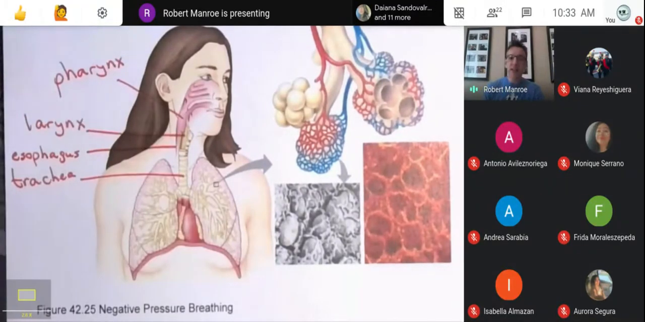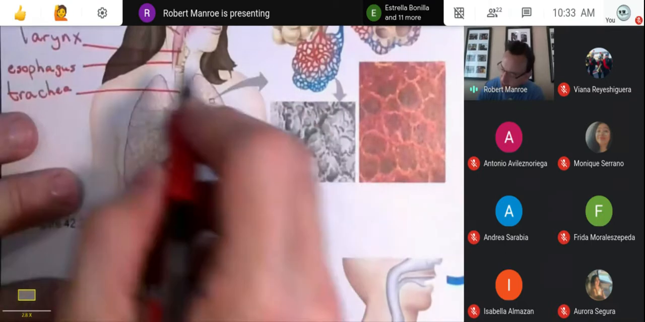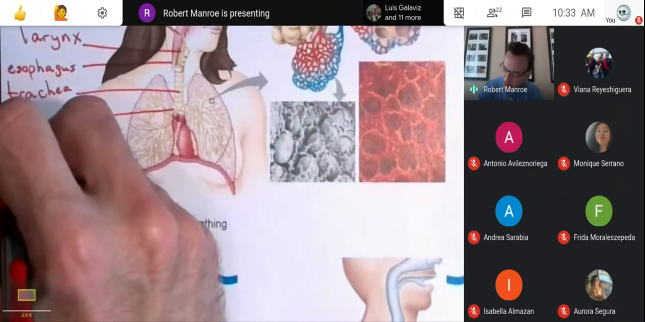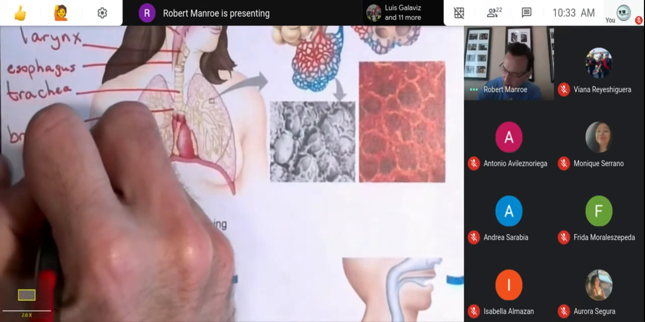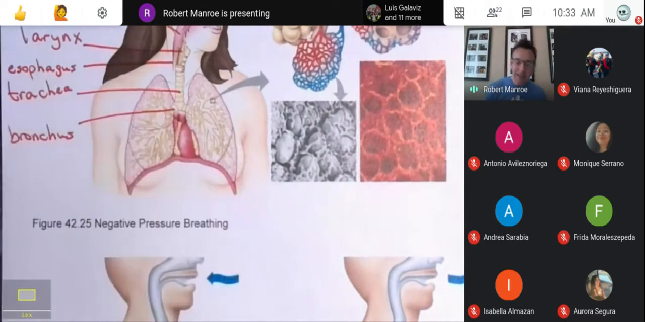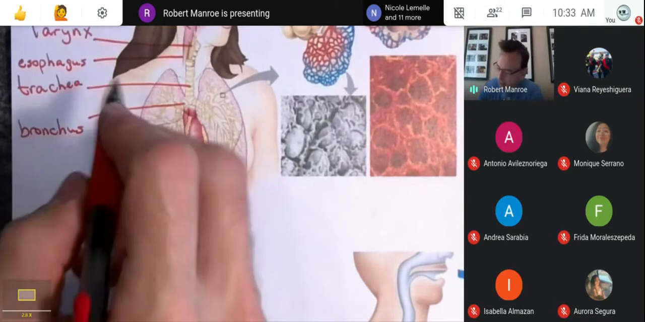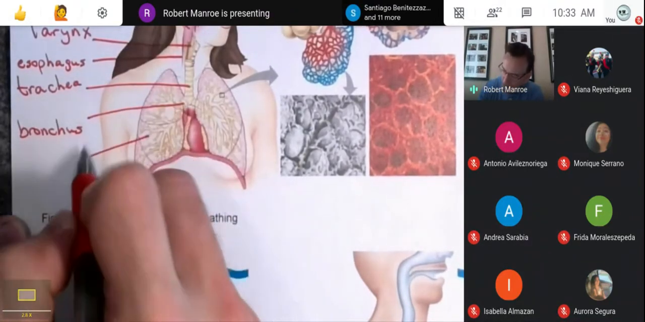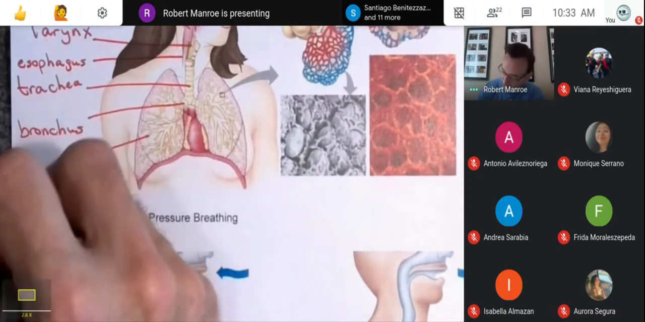And that's the esophagus. That's the tube to the stomach. All right, then your trachea goes down. Your trachea then splits into two smaller tubes. Individually, they are the bronchus. Together, they are the bronchi. The bronchi then branch out into smaller branches here. Those are bronchioles.